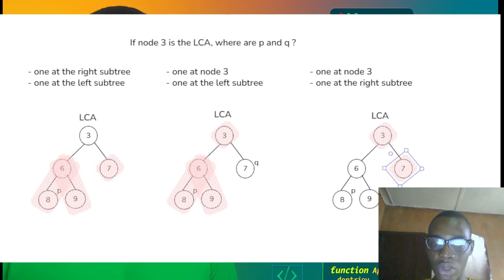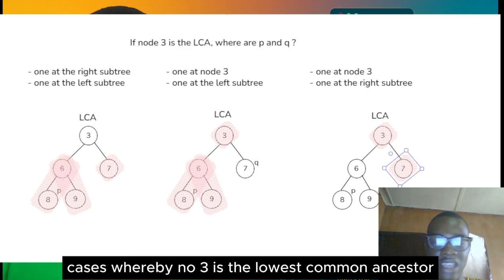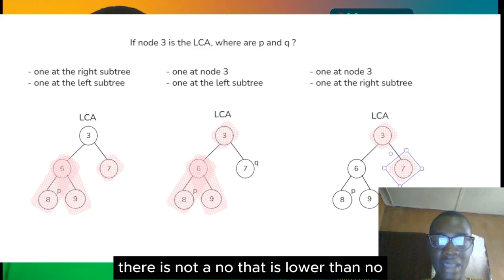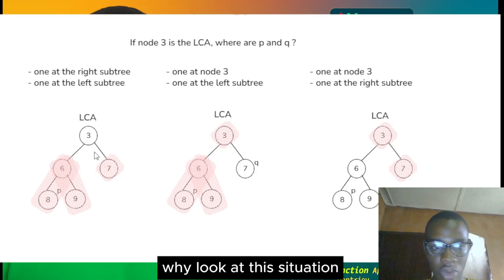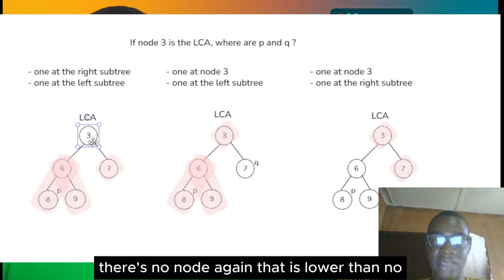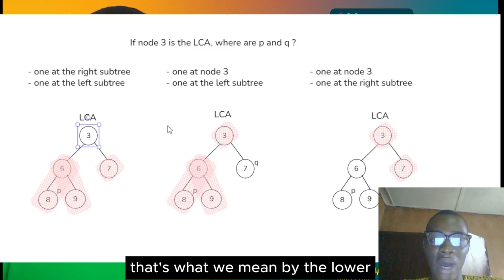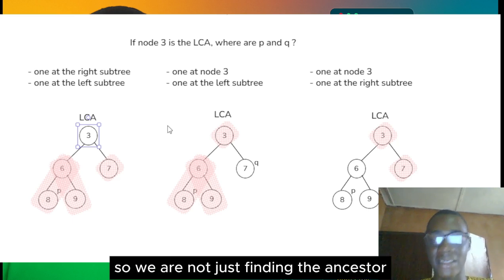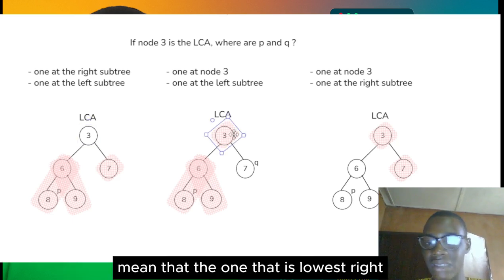So now you will notice that in these cases where node 3 is the lowest common ancestor, this is because in each of these cases there is not a node lower than node 3 that contains P and Q as descendants, right? Why? Look at this situation now. You see that apart from node 3, there's no node lower than node 3 that contains both P and Q. So that's what we mean by the lowest common ancestor. We are not just finding the ancestor, we are actually finding the lowest common ancestor, meaning the one that is lowest, right?